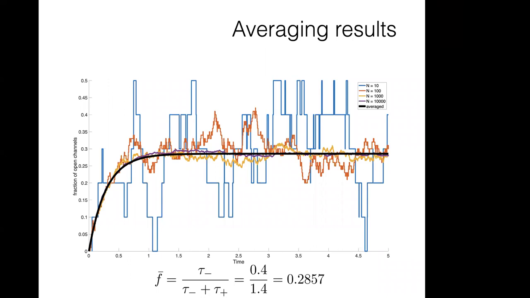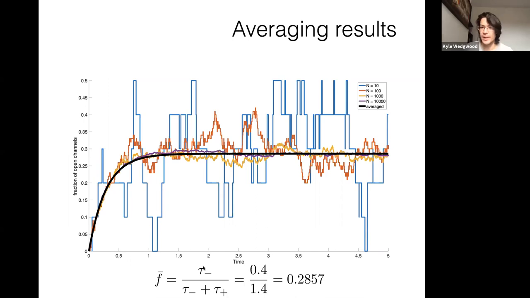Okay, sorry. So if we do this, I've just rewritten it in terms of tau plus and tau minus, because this is, I guess, the way I like to think about it. So if I take this ratio of tau minus over the sum of the taus, I get something like 0.2857, which if I look at my graph is about right. So I would really encourage you to go and have a look at changing the values of N.